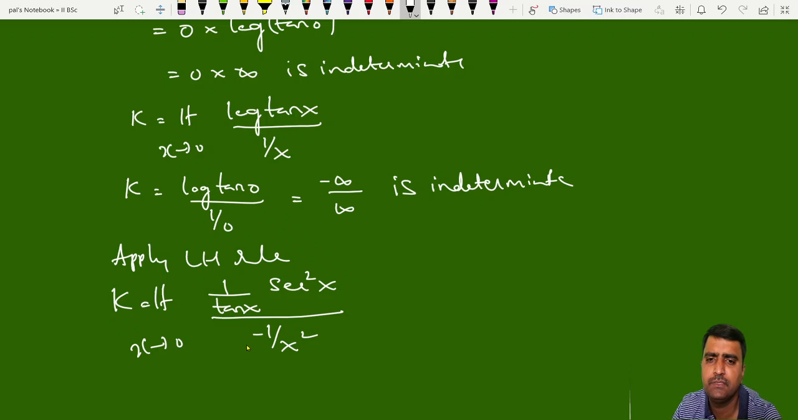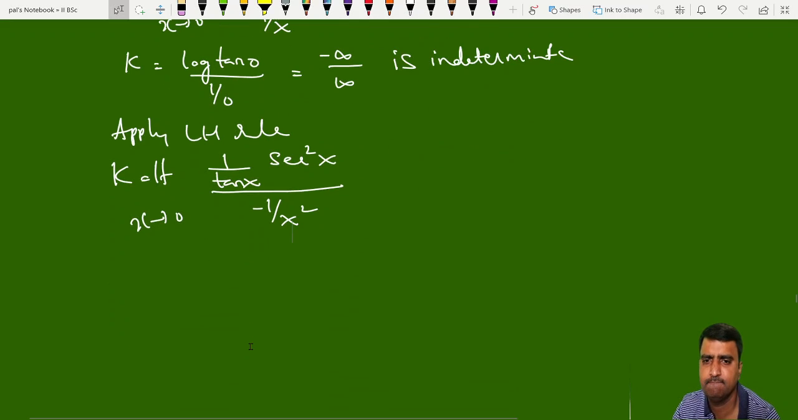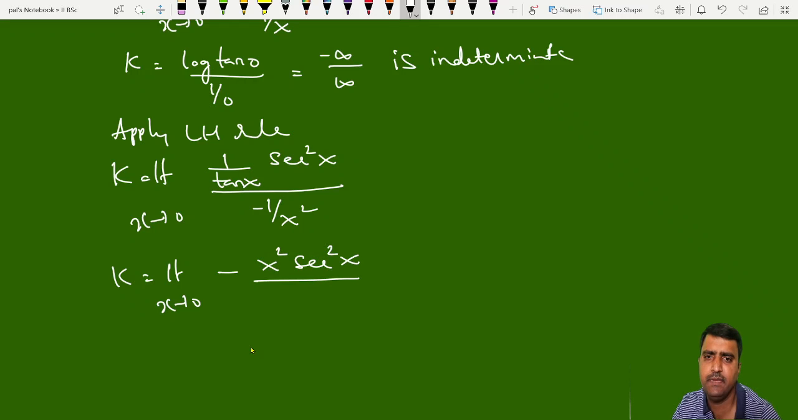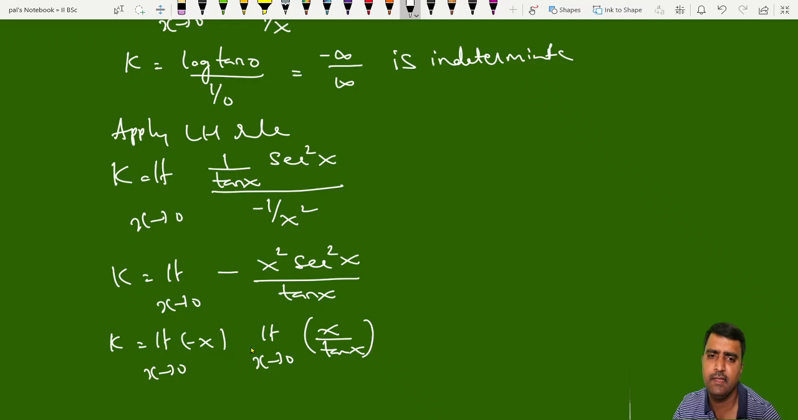So now, secant 0 is 1. Okay, you do one thing, you write this as k is equal to limit x tends to 0 of minus x square into secant square x by tan x. So you can bring this x square to the numerator. So then it is x square into secant square x by tan x. Again you take k is equal to limit x tends to 0 of minus x, times limit x tends to 0 of x by tan x, times limit x tends to 0 of secant square x.